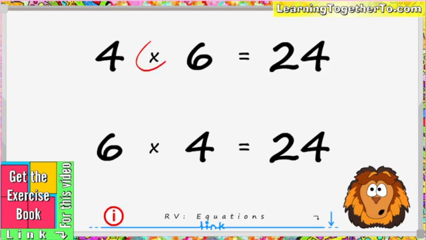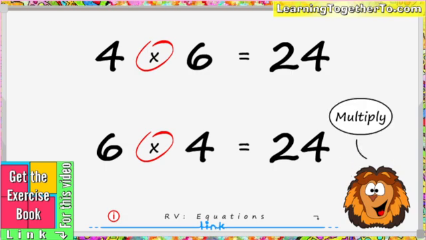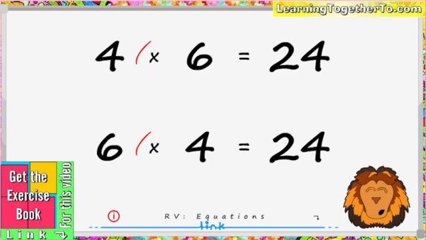Eric, this symbol here is the multiplication sign. It appears in both equations. When we see a multiplication sign, it means that we are going to multiply at least two things together. Let's say that again. When we see a multiplication sign in an equation, we know that we are going to multiply. Very good, Eric.